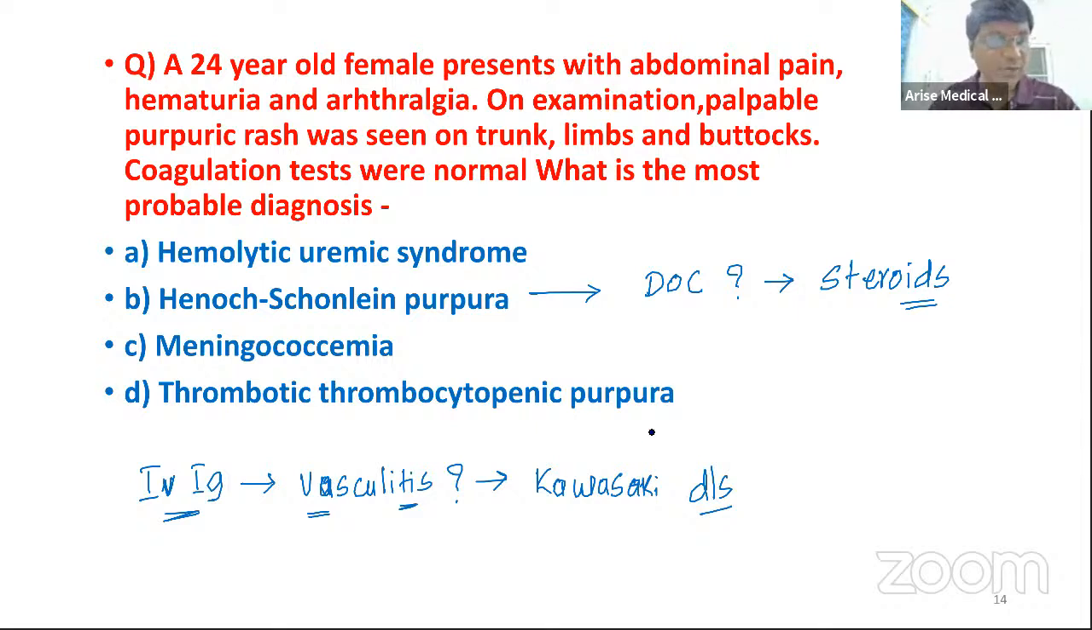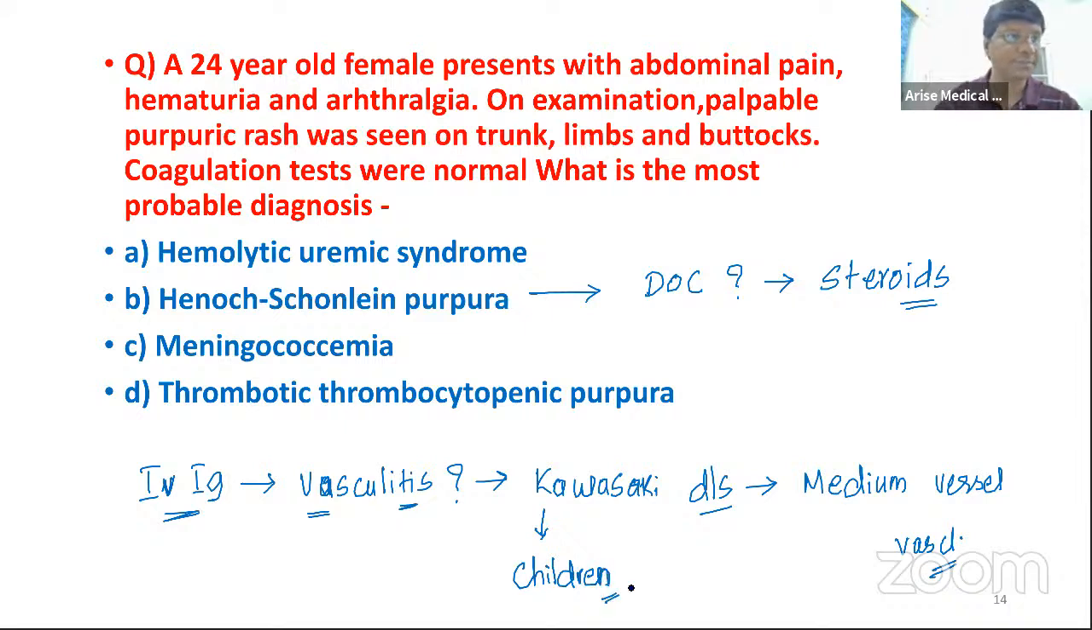All right, next. And what is Kawasaki? Kawasaki is a medium vessel vasculitis. Very good. So it is given in case of Kawasaki. And Kawasaki is a vasculitis which is commonly seen in children. So that completes the clinical question on Henoch-Schonlein's purpura.